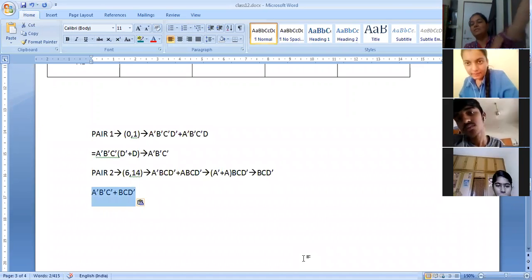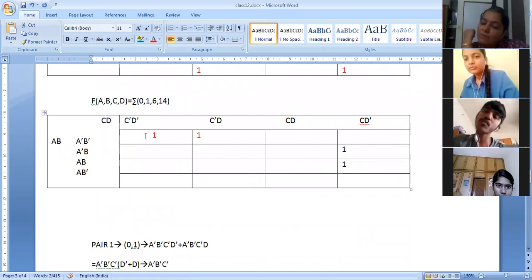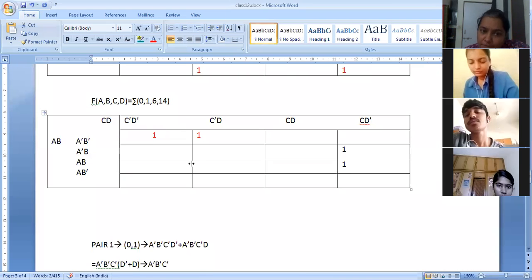In the previous question, we got an answer like B bar plus D. It was a really simple answer. Here it is not that simple. Why? Because in that question we had two octets, so simplifying was very easy. Here we have only two pairs, one here and one here.